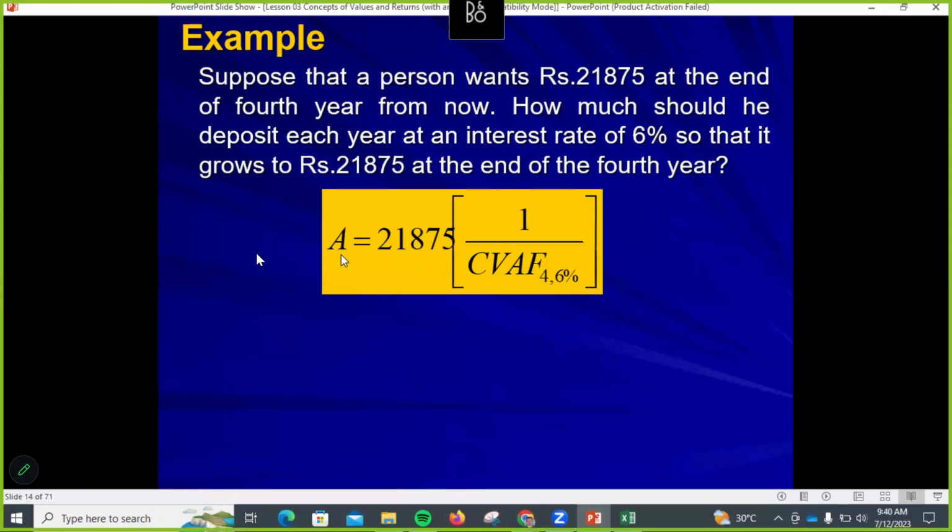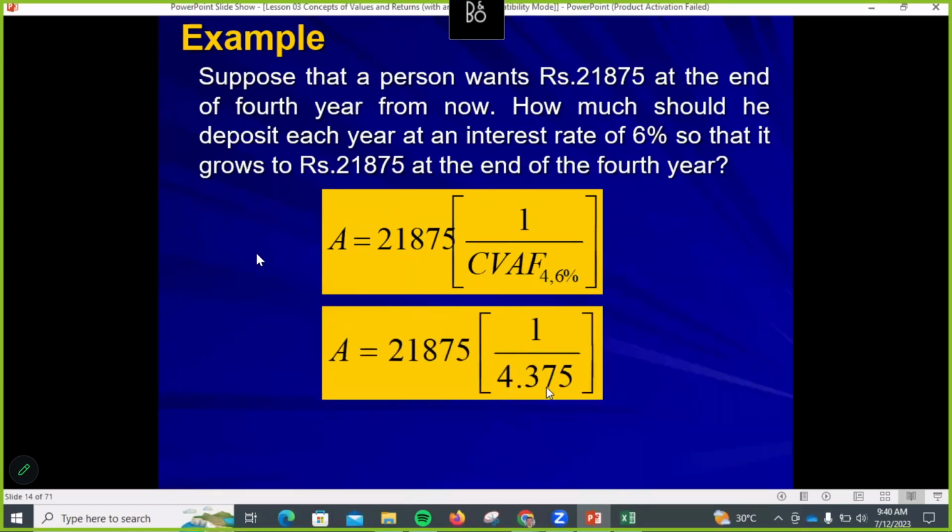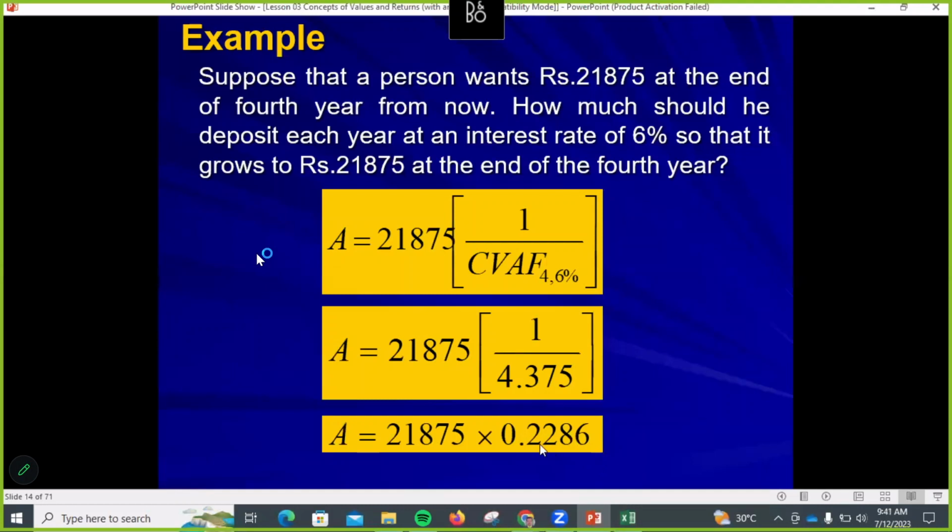So A is to be found out, that is the annuity. But the future value is given as 21,875. You take these values. The compound value of annuity factor is already known to you, that is 4.375. Using a calculator, you can find this factor, 0.2286. So you can get the answer, 5,000.